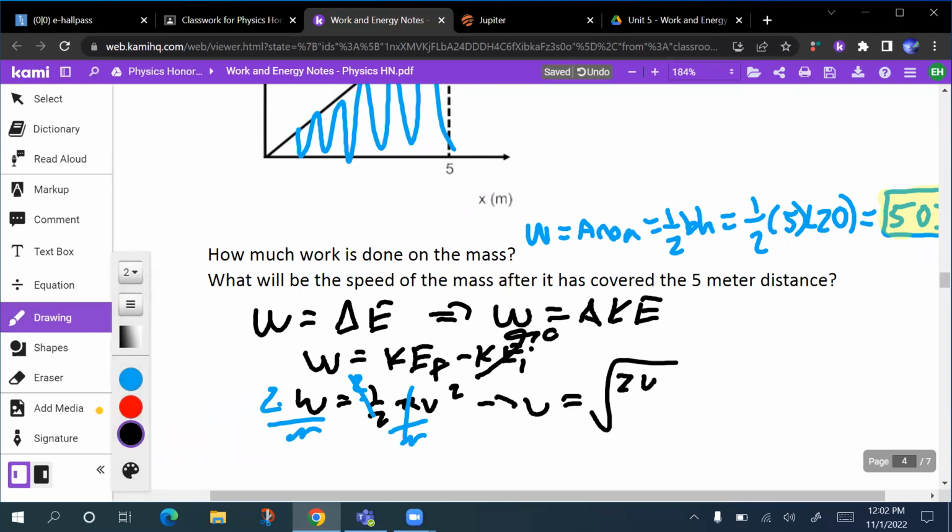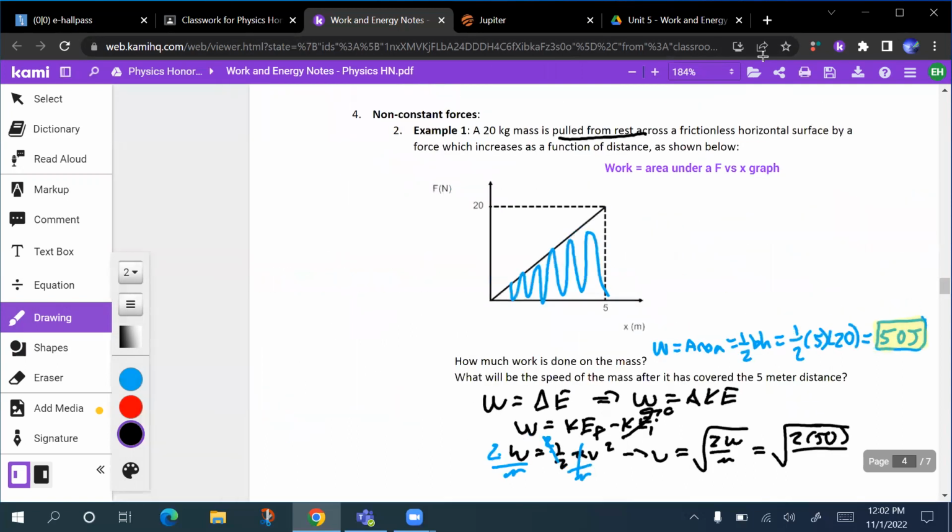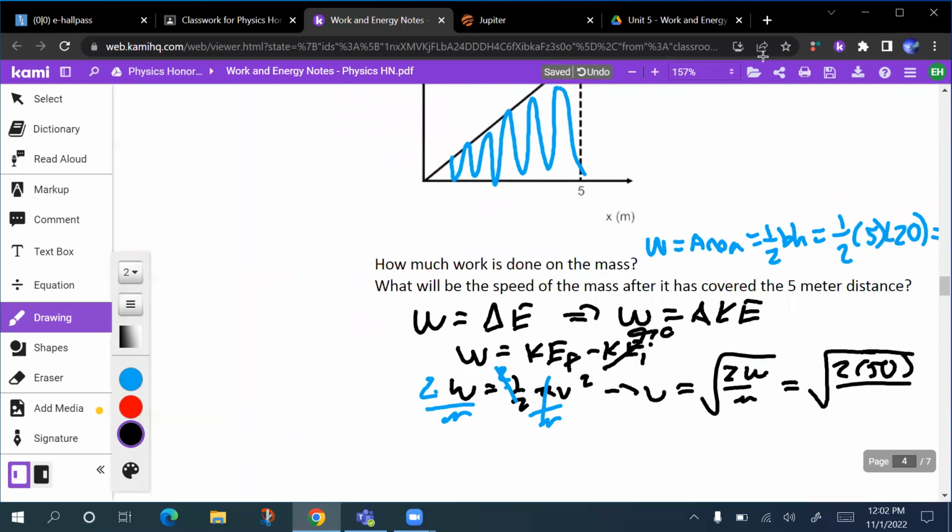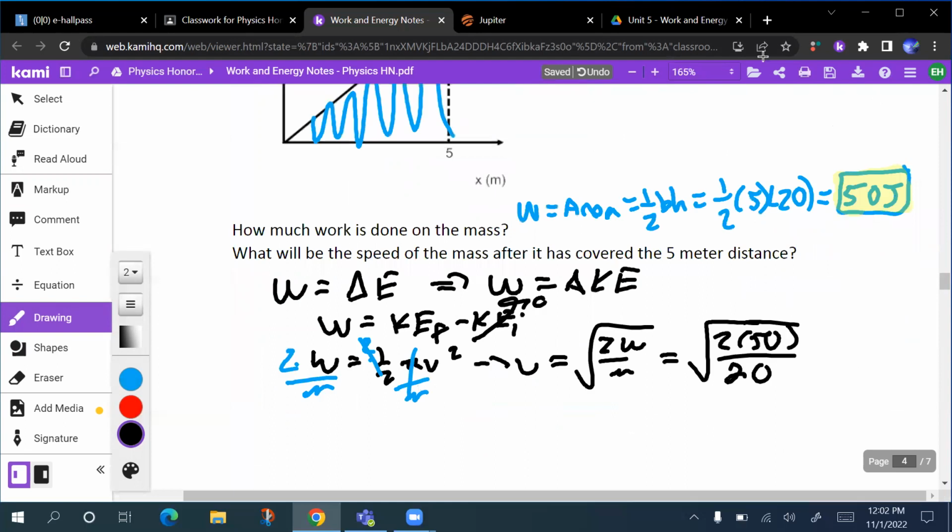Right? So it's 2 times the work divided by the mass, or 2 times 50 over the mass, which was 20, right? And then don't forget to square root that. So 2 times 50, right, is 100, divided by 20 is 5, square root of 5 is a little more than 2, about 2.2 meters per second would be the speed of that object.